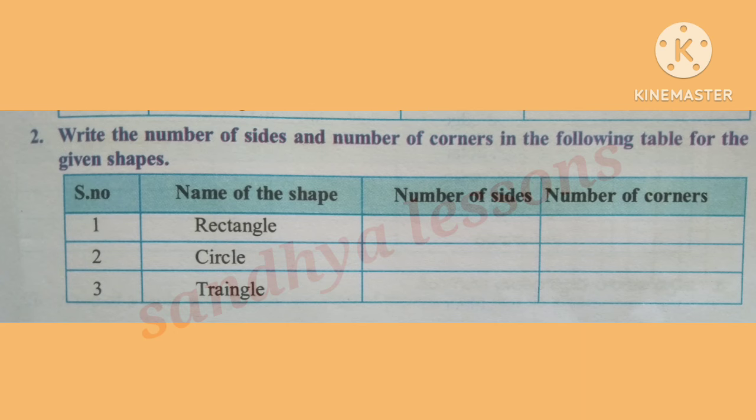Second problem, write the number of sides and number of corners in the following table for the given shapes. Rectangle, number of sides is equal to 4, number of corners 4. Circle, number of sides 0, number of corners 0. Triangle, number of sides 3, number of corners 3.